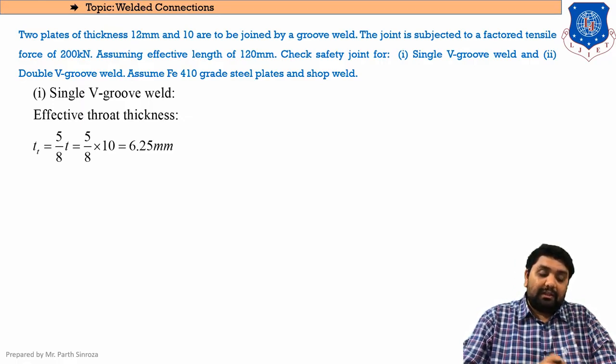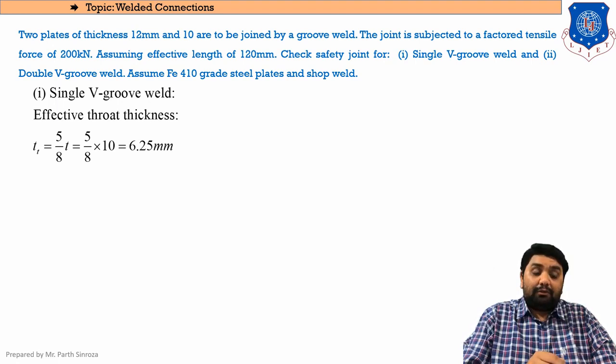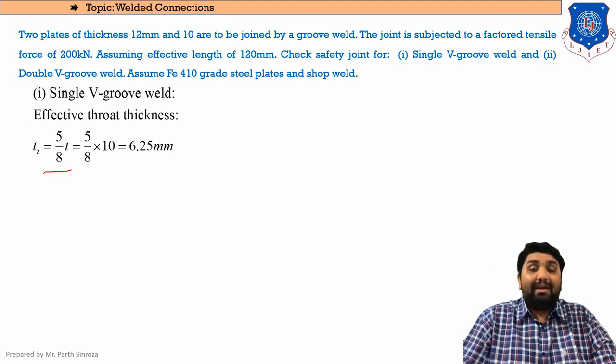So in this case, as you can see here, the effective throat thickness will be 5/8T. Keep in mind, it is not given in our IS code. This equation is for a single V groove; the throat thickness will always be 5/8T. You need to remember this, it is not given in our IS code. Clear? T being the thickness of the thinner plate. Keep in mind, this T will be the thickness of our thinner plate.